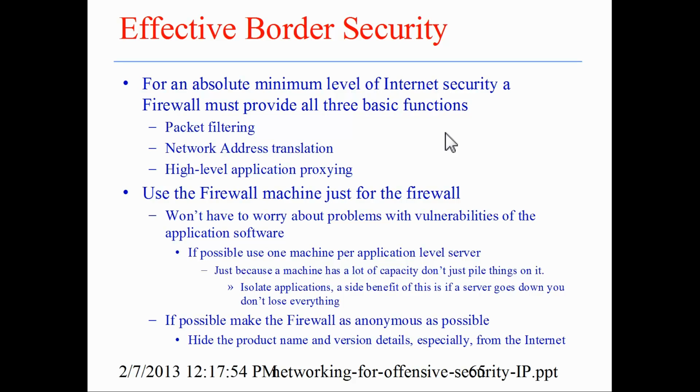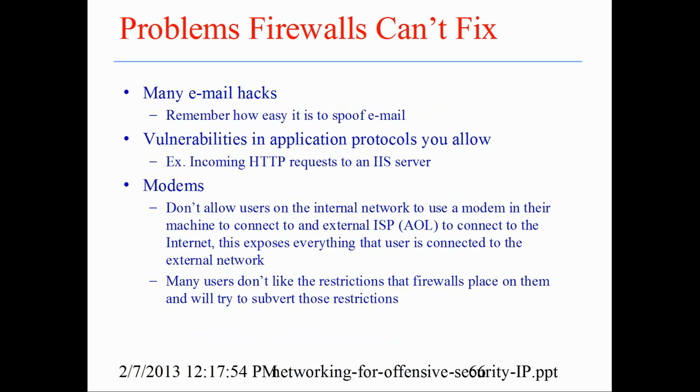So at an absolute minimum, a firewall must perform packet filtering, network address translation, and some form of proxying capability. Often it's advisable to use the firewall machine just for being the firewall. Don't host any services on it. Don't perform any other activities on it. Do not do web browsing on it. It should be a standalone machine that has a very, very small attack surface.